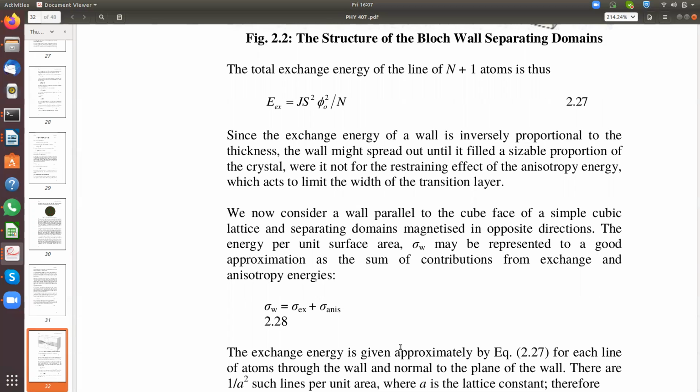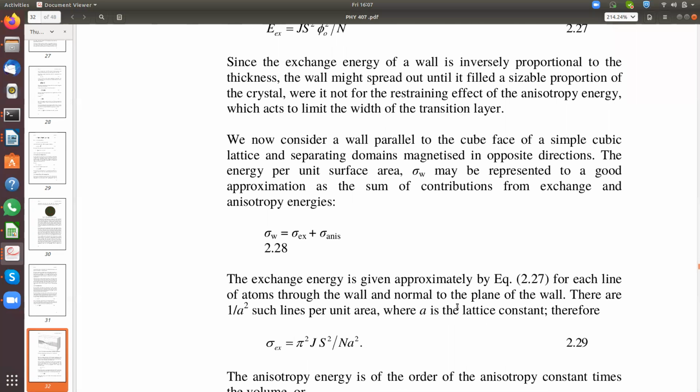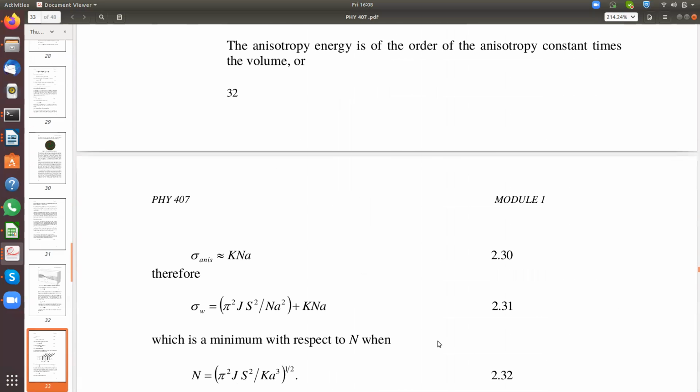The energy per unit surface area may be represented to a good approximation as the sum of the contributions from exchange and anisotropic energy, which is this. So the exchange energy is given by equation 2.27. For each atom through the wall normal to the plane of the wall, there are 1 over a squared such lines per unit area, where a is the lattice constant. So you have this expression. The anisotropic energy is this.